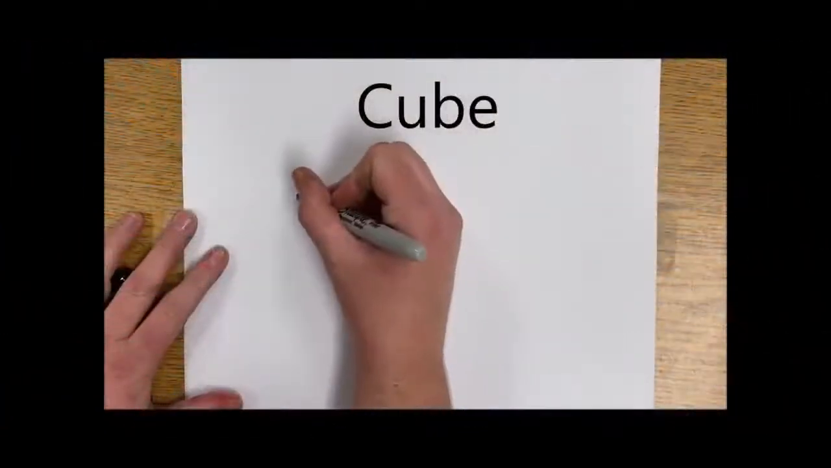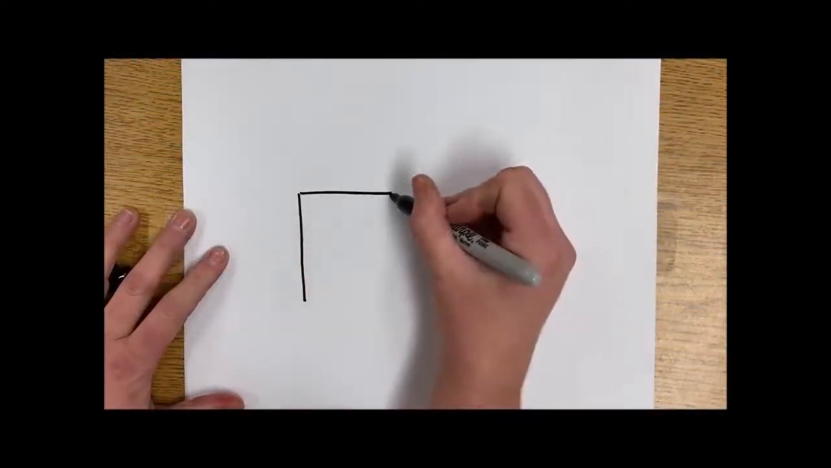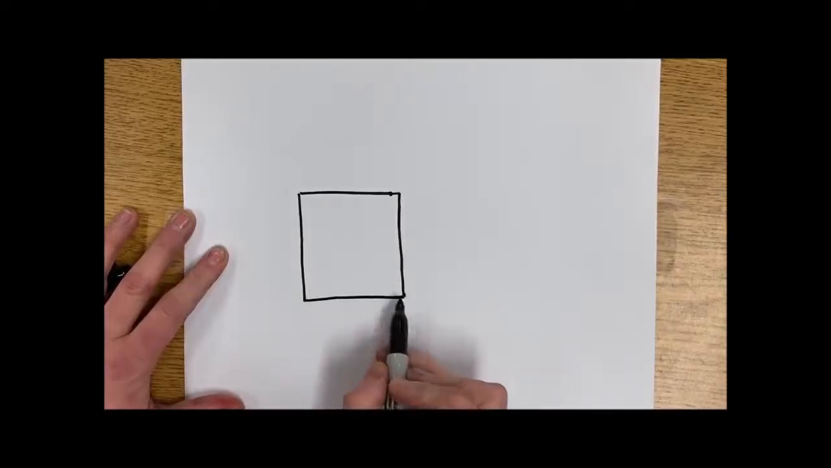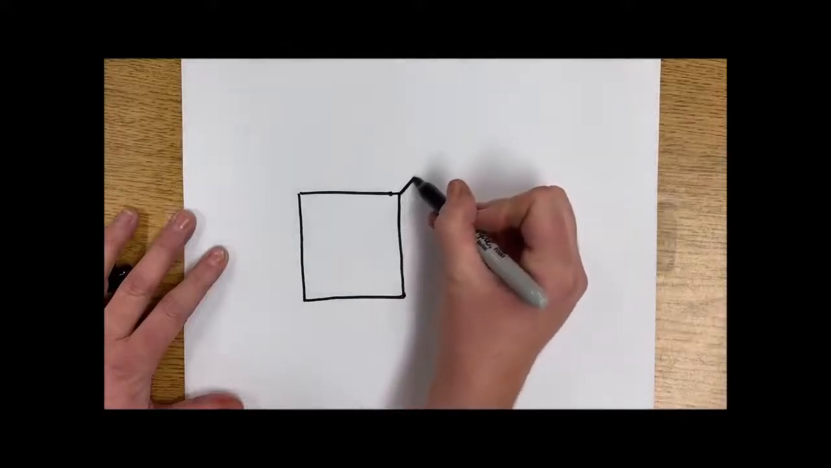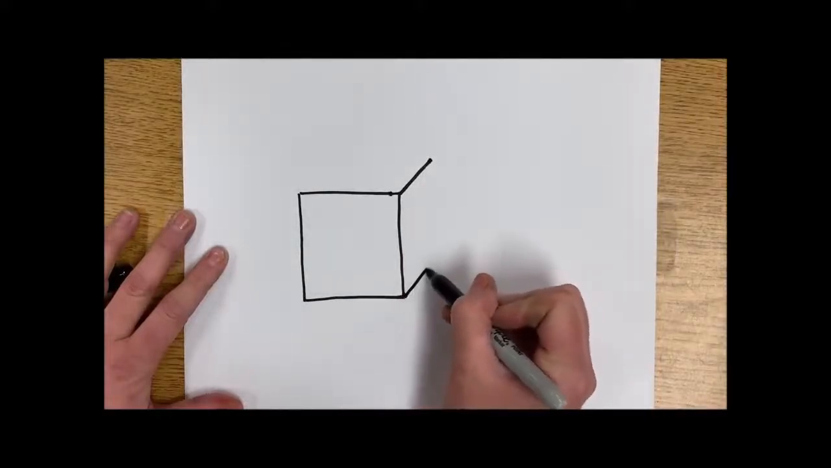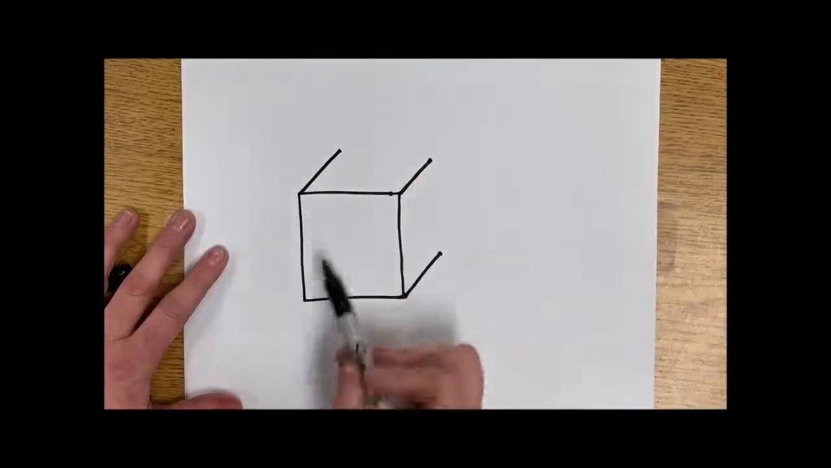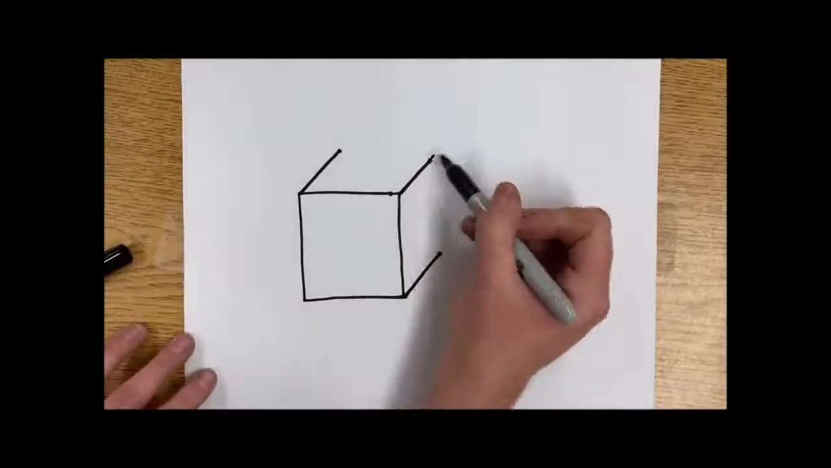And to make a cube, there's actually two different ways I'm going to show you. The first one is a solid cube, which means it's three-dimensional and it's not see-through. So you start with a square, and then you're going to draw diagonal up and to the right, diagonal up and to the right, and diagonal up and to the right. They all need to go up the same way and be about the same length.